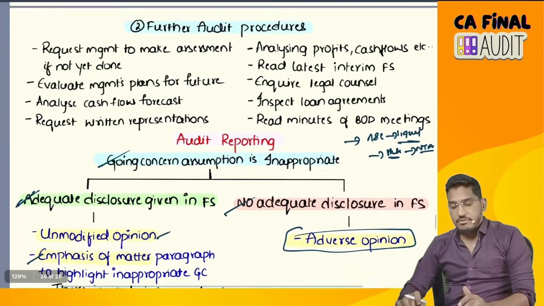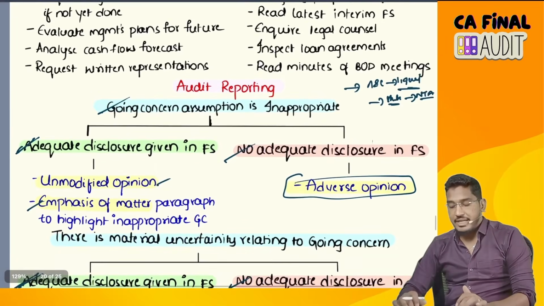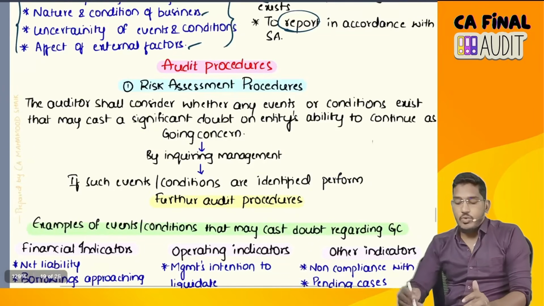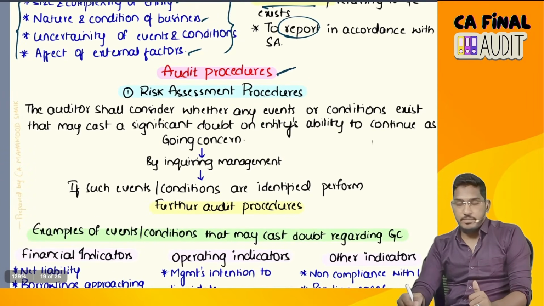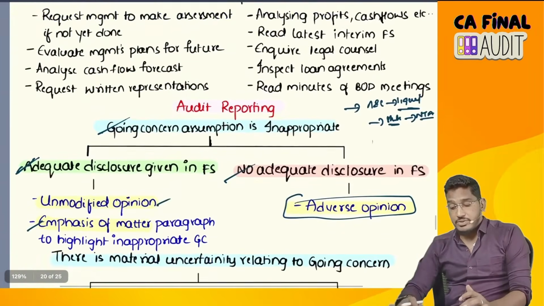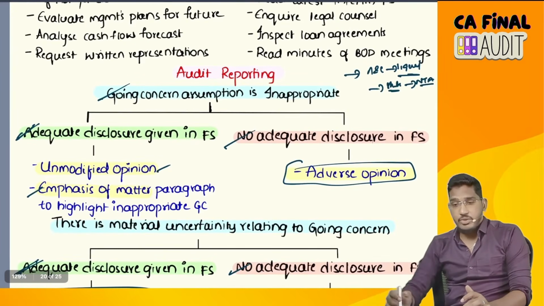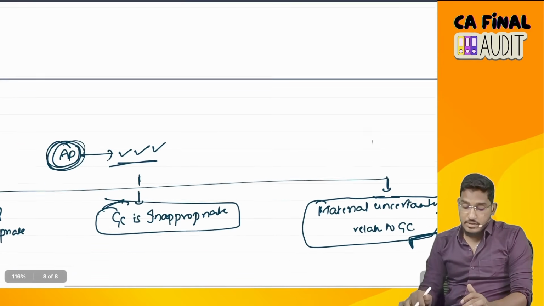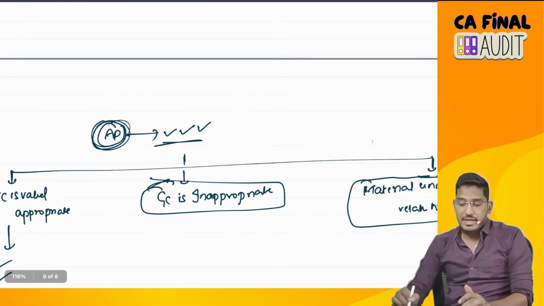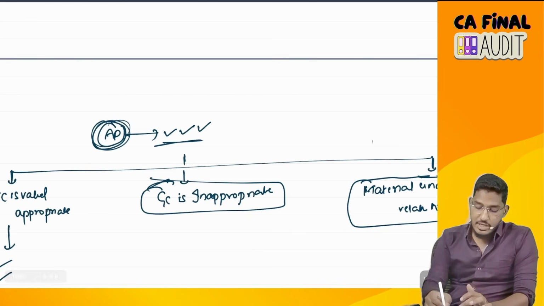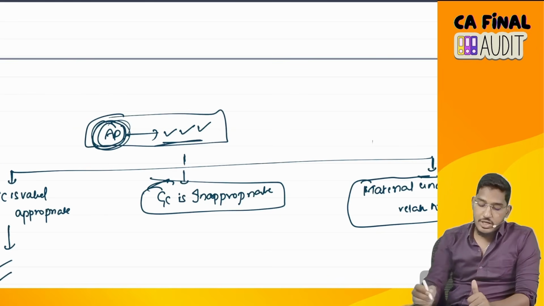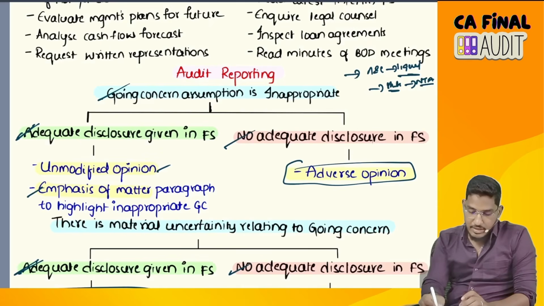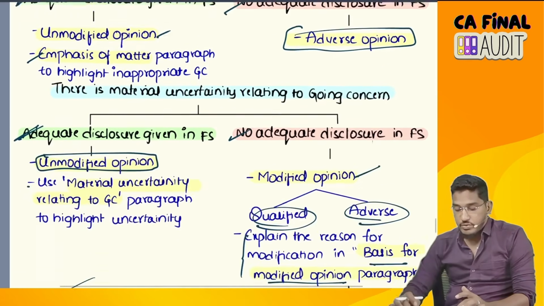Understood? So once you have performed audit procedures, depending on your findings, these will be the impact on reporting. But we did not see yet what are the procedures which we are required to perform. After performing the procedures, you will have some findings. Then these findings will result in these reporting requirements. But we did not see yet what are the procedures which you are required to perform. So those procedures we will try to address now. So what are the procedures you are required to perform?